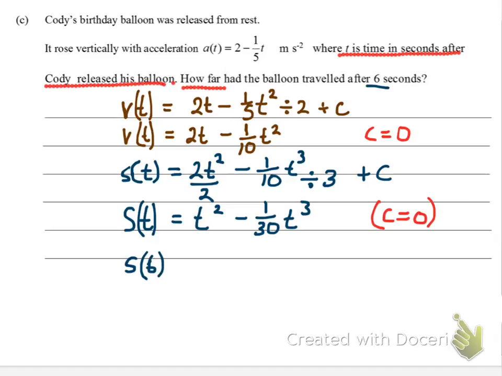We want after 6 seconds how far it had travelled, so put 6 for t, and you just do 6 squared minus 1/30 times 6 cubed, 28.8 metres. That's relational thinking, merit.